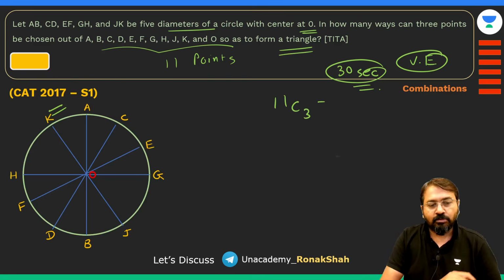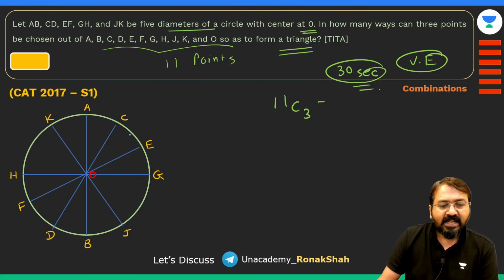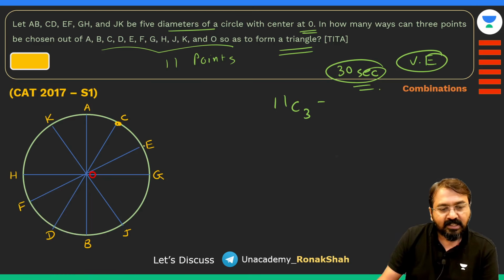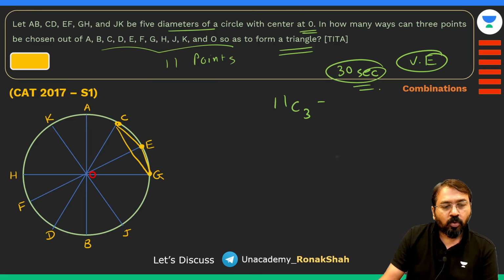What is the problem? Let's look at the figure. So guys, this is the figure. Okay, so I can select any 3 points and I can make a triangle. For example, I can select C, E and G, and the triangle so formed will be like this one. Okay, similarly I can select A, O and C. The triangle will be something like this. Isn't that right?